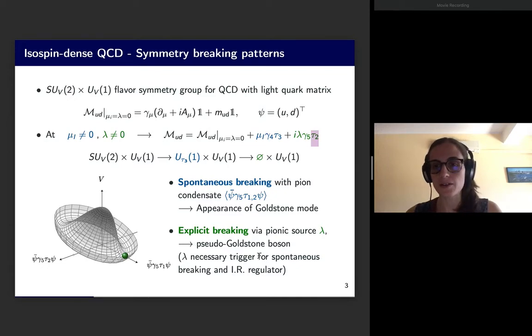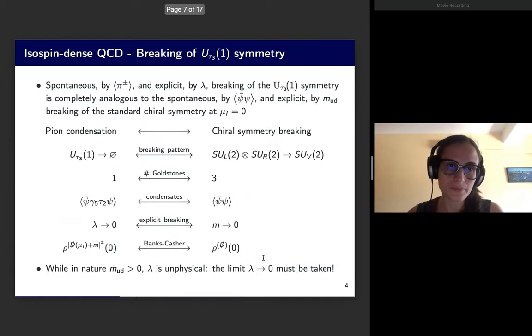And this makes the Goldstone mode a pseudo-Goldstone boson. So it is infrared regulating our setup, our theory. And it is also the necessary trigger for us to observe spontaneous breaking in finite volumes.